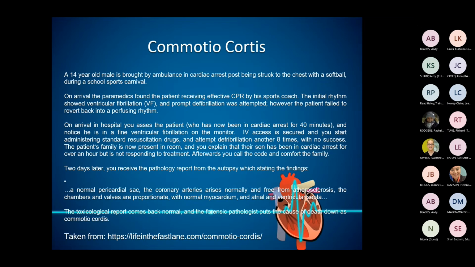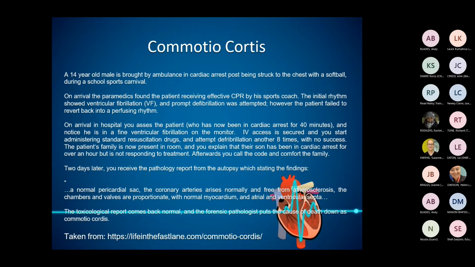So this is a child who's been brought in by ambulance in cardiac arrest, struck to the chest. I've taken this off the Life in the Fastlane website. You can go and visit and have a look if it's there. Very simply, this patient was in full arrest, VF, and then asystole. Toxicology report comes back normal. Forensic pathologist puts the cause of death as commotio cordis. Findings were normal pericardial sac, normal coronaries, no atherosclerosis, everything was fine.